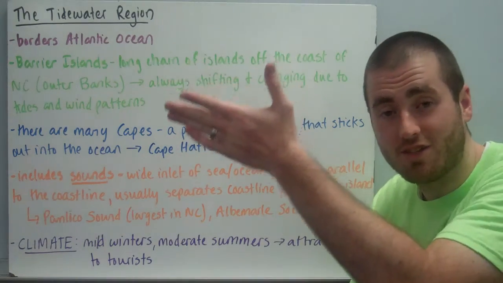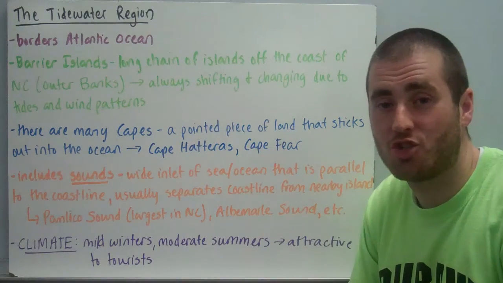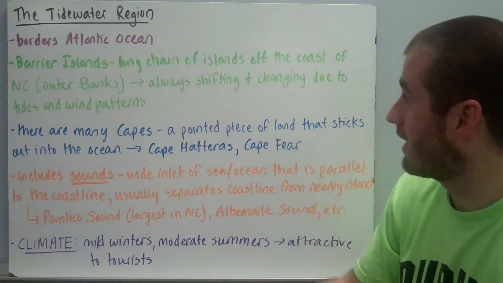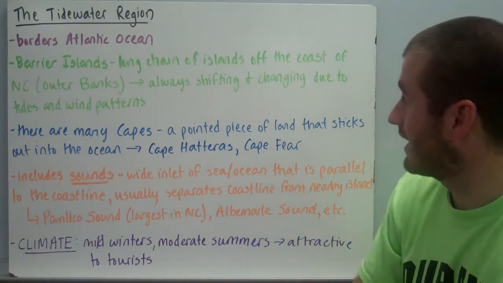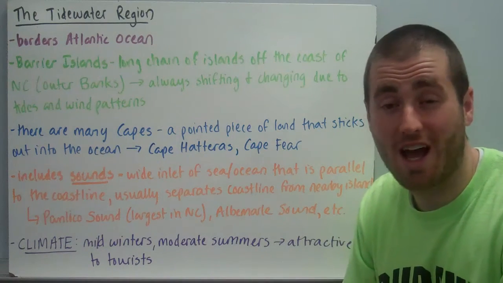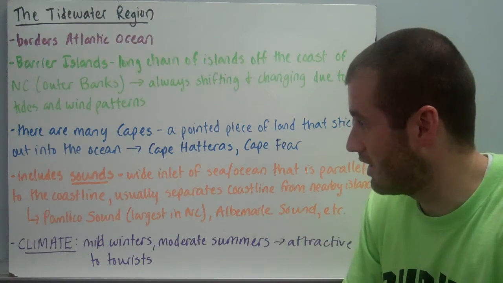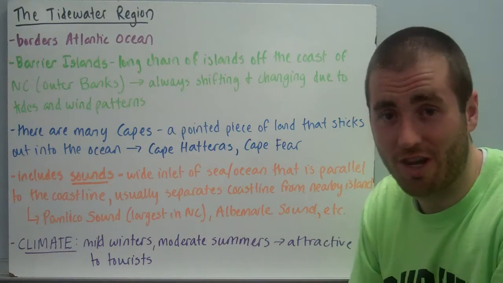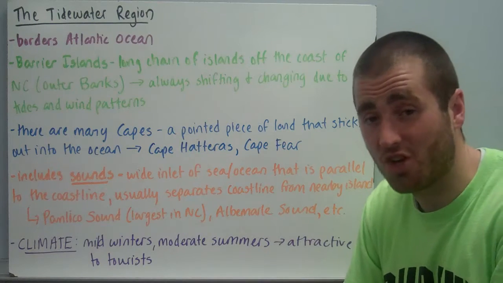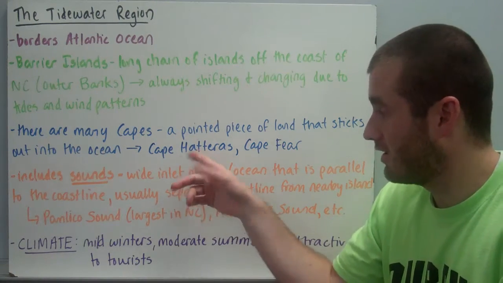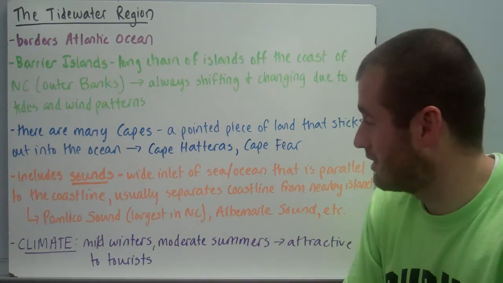There are barrier islands all the way out there off the eastern coast of North Carolina, and this long chain of islands we sometimes refer to as the Outer Banks, and they are always shifting and changing due to tides, wind patterns, erosion, and all that stuff. There are also a lot of capes on the North Carolina coast, which are little pieces of land that stick out into the ocean. Cape Hatteras, Cape Fear, and sometimes you'll see lighthouses that accompany some of those capes.